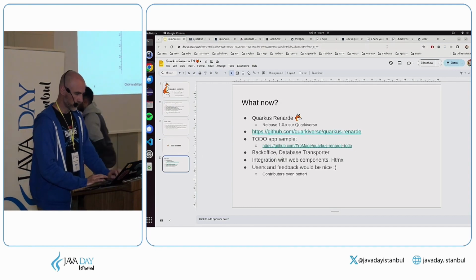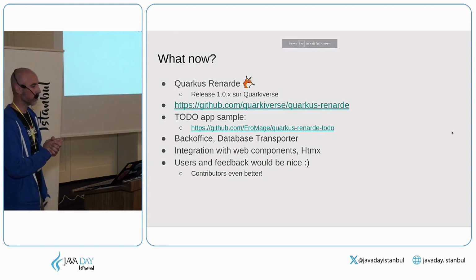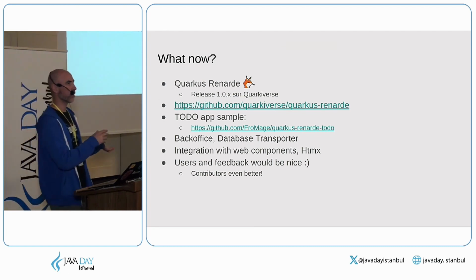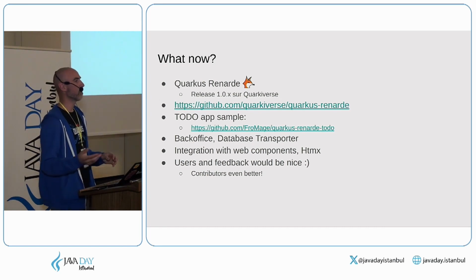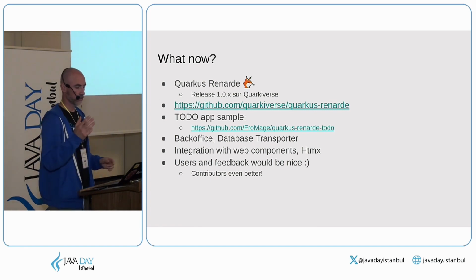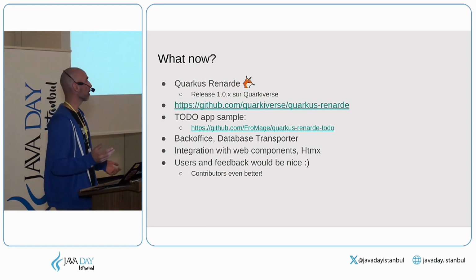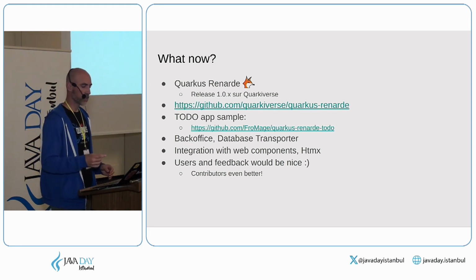So I do have just one more slide. This was Quarkus Renarde. I showed you how to do HTML, HTMX, security, WebAuthn, OpenID Connect, reverse routing, validation, endpoints, PDF, barcodes, a lot of stuff. There's more where this came from, so feel free to go and check the Quarkus Renarde application and the to-do sample app, which are both on GitHub.